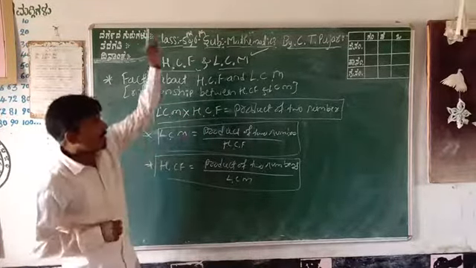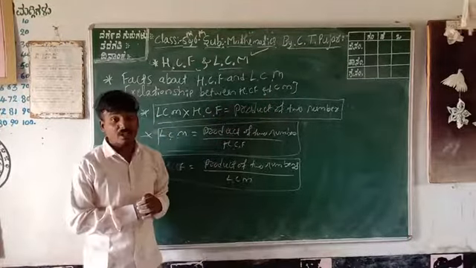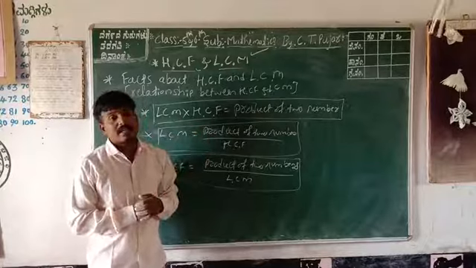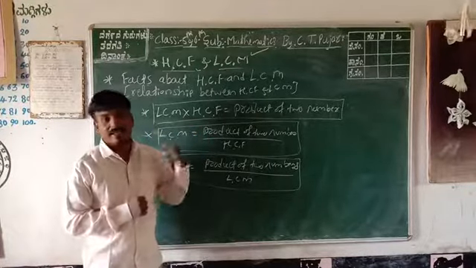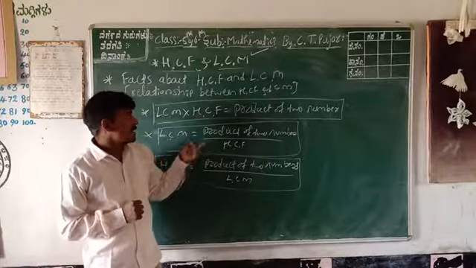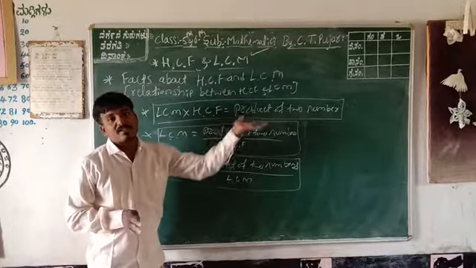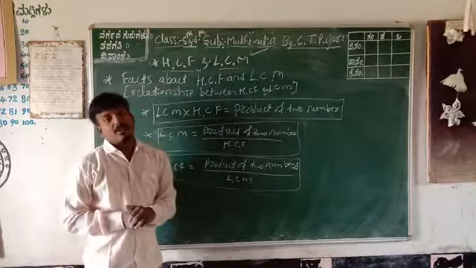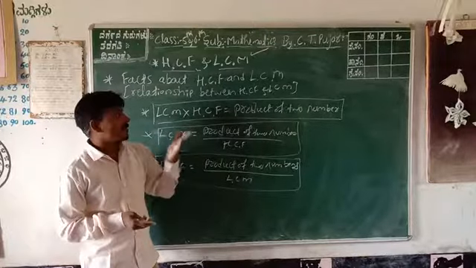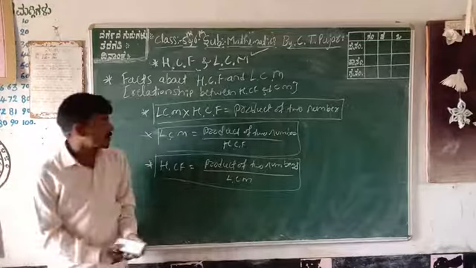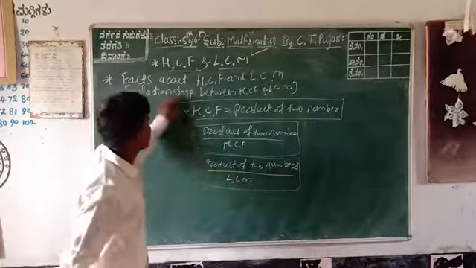In some questions only HCF and LCM are given, and you can find out the product of two numbers. Or otherwise, two numbers and HCF are given, and you can find out the LCM. Or otherwise, HCF and LCM are given, one number is given but another number is not given, and you can find out the other number also. Practice some questions using the relationship between HCF and LCM.